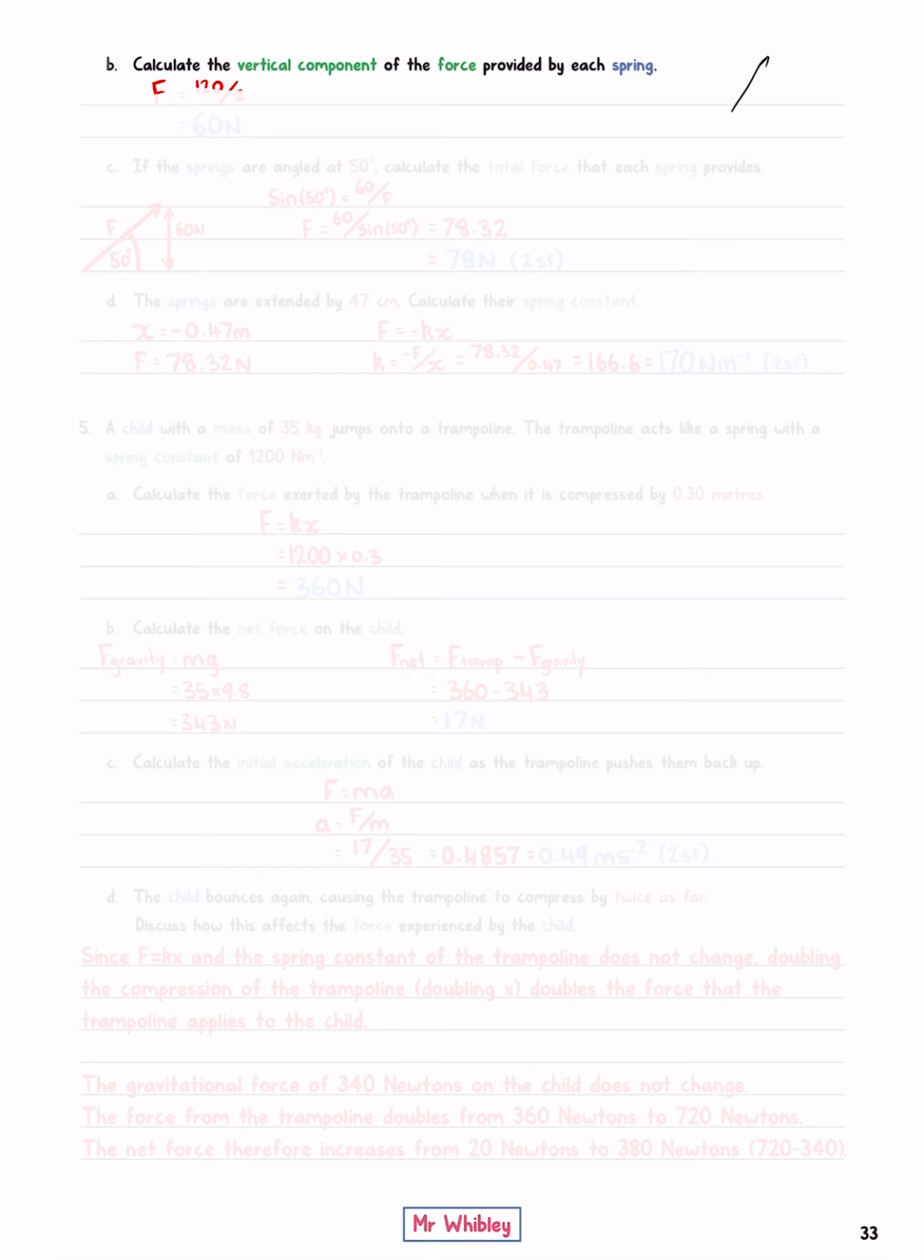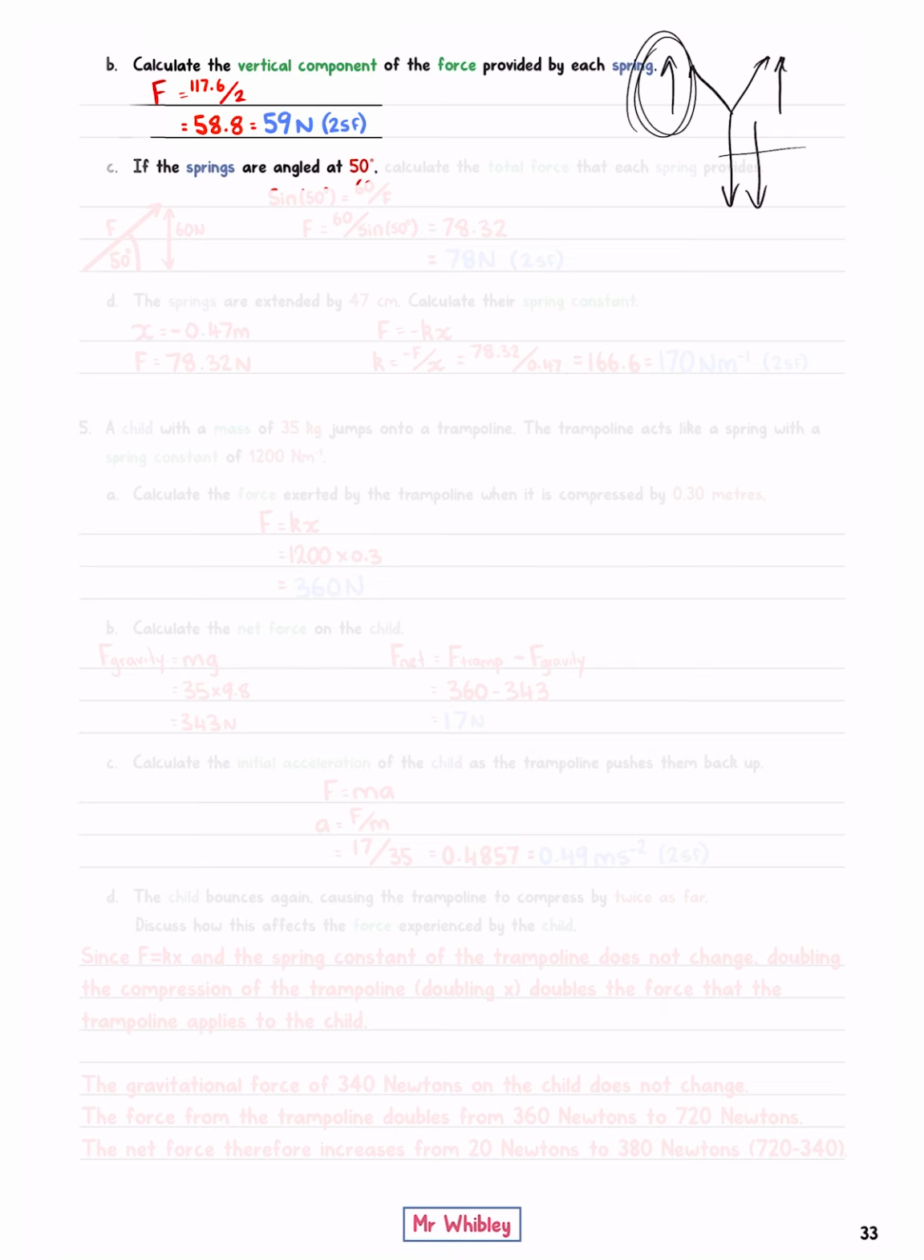Imagining our two springs applying forces in these directions, countering our gravitational force, we know that the vertical component of the force of these two springs must be equal to the downwards gravity. Because these springs are identical, the vertical component of just one of these springs is going to be half of the gravity force. So that is 117.6 divided by 2, which gives me 58.8 or 59 newtons to two significant figures. If the springs are angled at 50 degrees, calculate the total force that each spring provides.